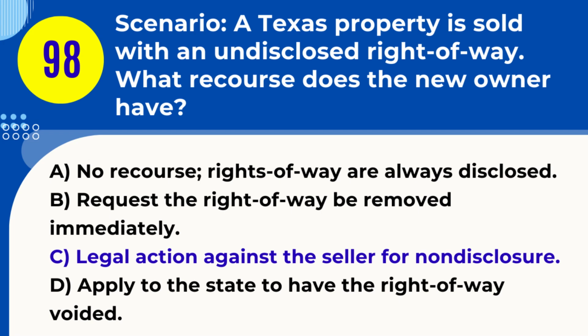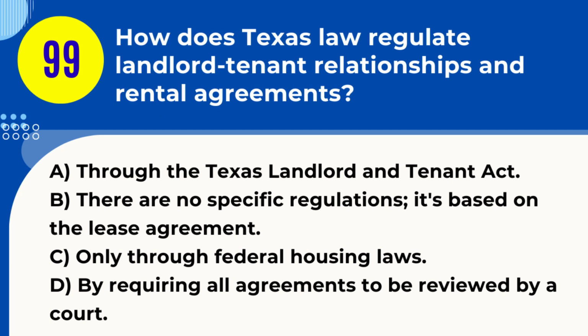Explanation: In Texas, if a property is sold with an undisclosed right-of-way, the new owner may have legal recourse against the seller for failing to disclose this significant detail, as it can affect the use and value of the property. Question 99. How does Texas law regulate landlord-tenant relationships and rental agreements?